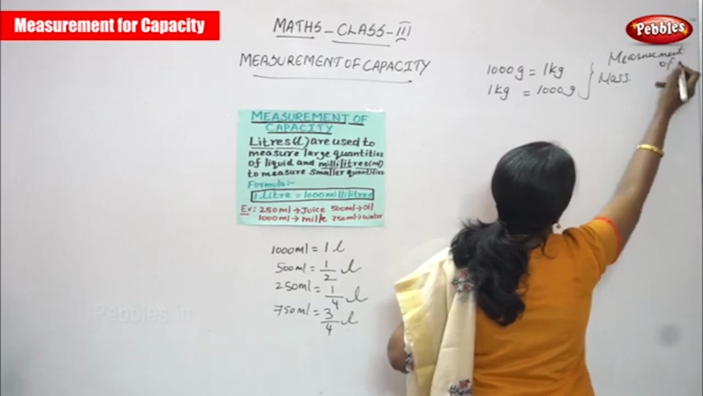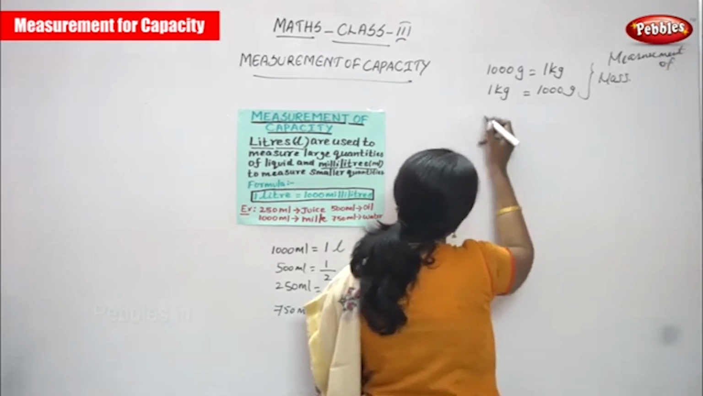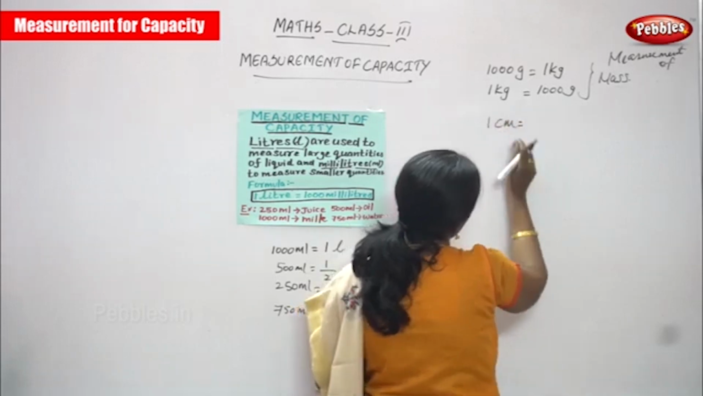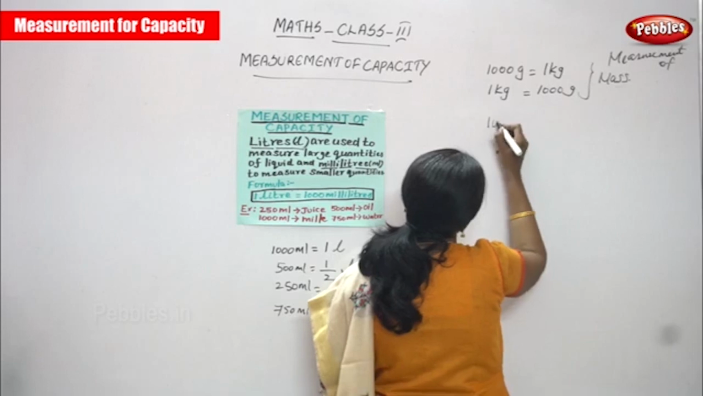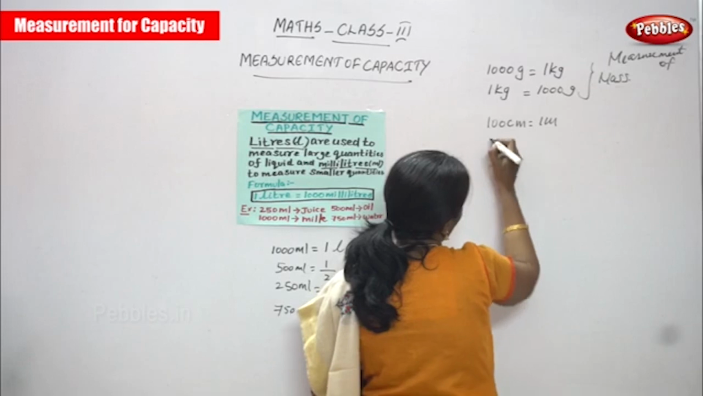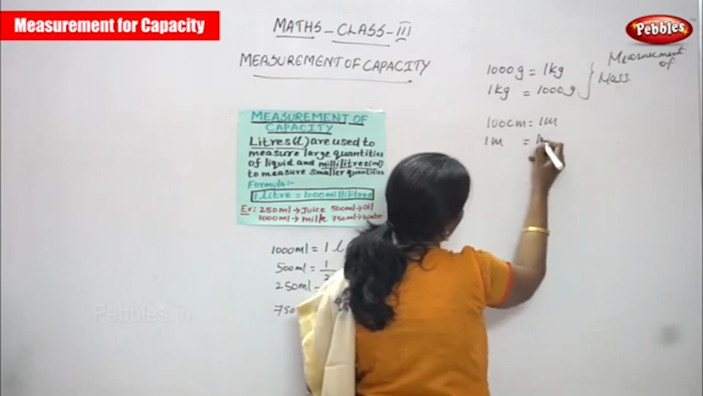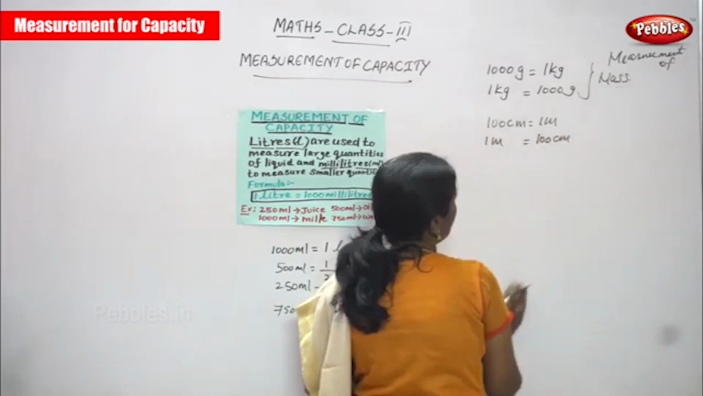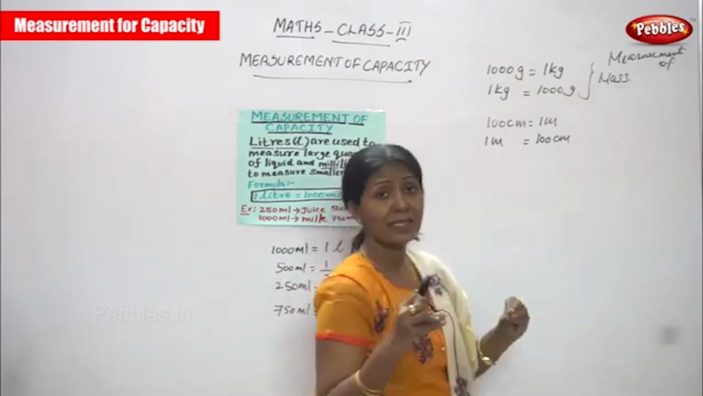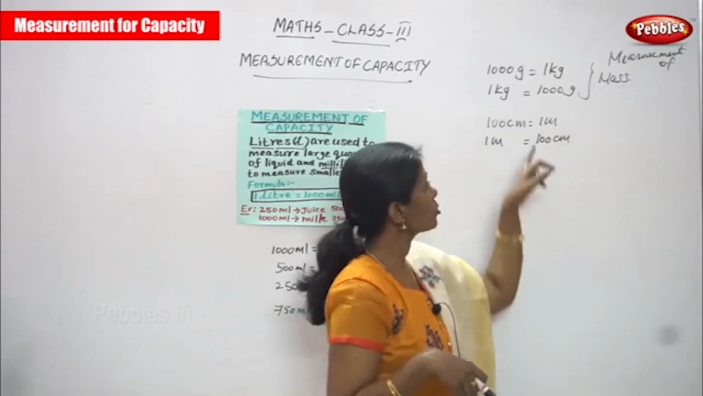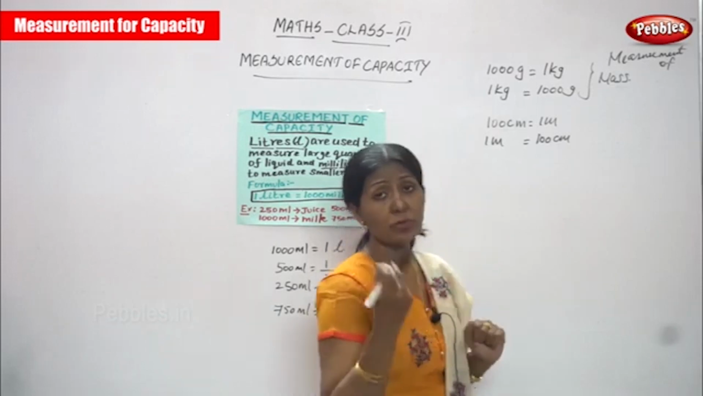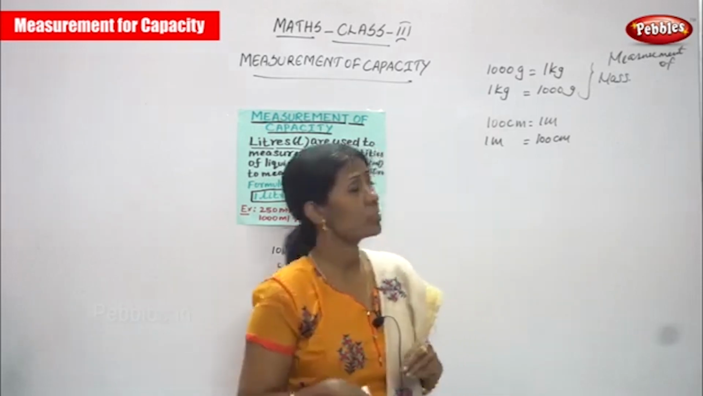Okay, and the other one is length. You know that 100 centimeter is equal to 1 meter, or else 1 meter is equal to 100 centimeter. I have told you centimeter is a very small unit, because we have a very small length only. Very small lengths we measure in centimeter.